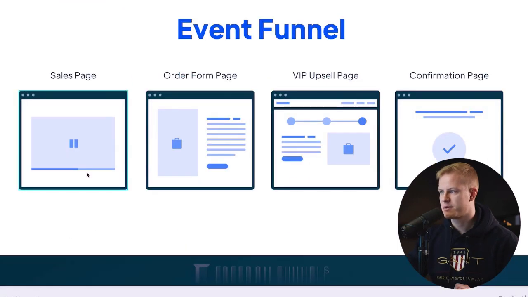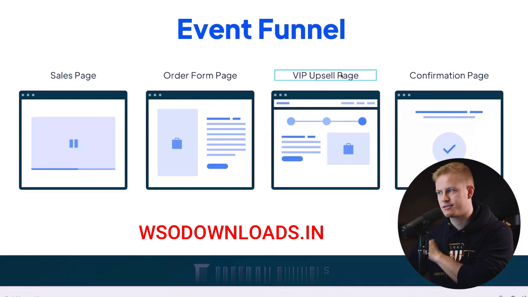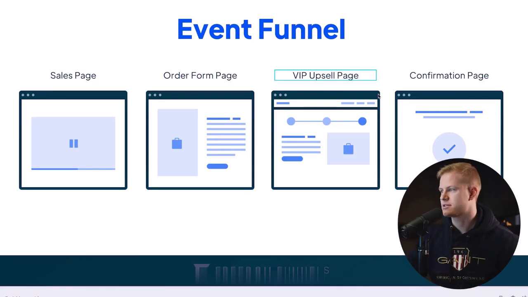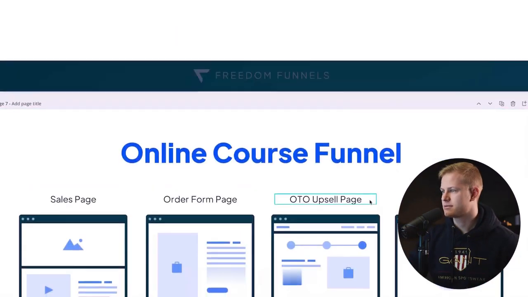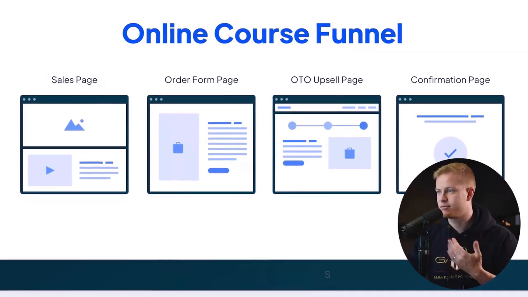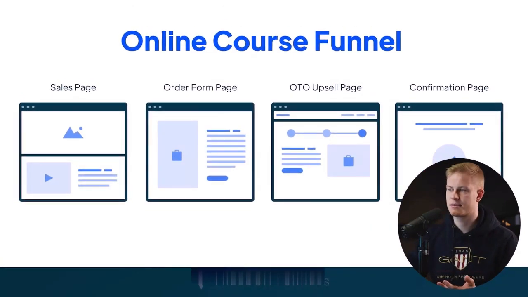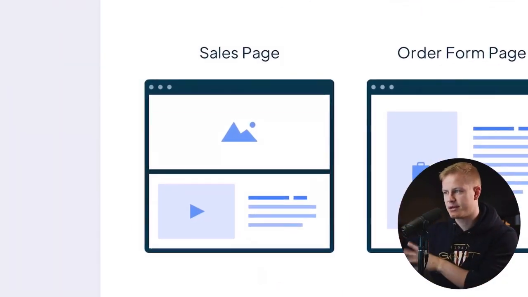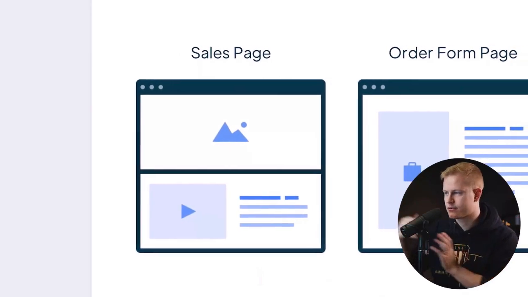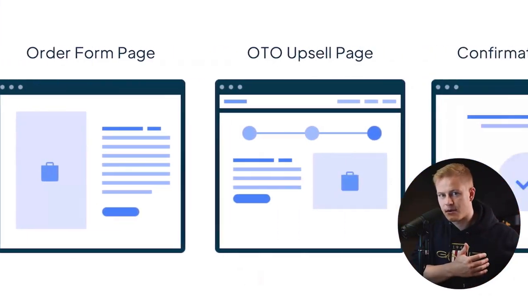Event funnel, sales page, order form, VIP upsell if they want VIP access to the event with special perks, and then confirmation. Online course, as a funnel designer, I do a lot of these, and it's great to show them, hey, here's a sales page that I've built. What we're going to do is have the sales page, go to an order form. I'm going to upsell them with something else.